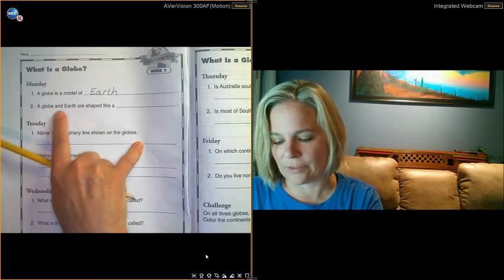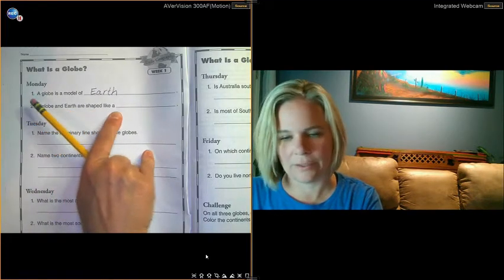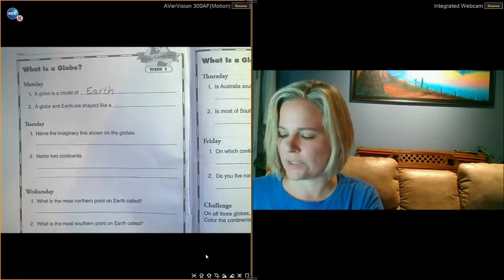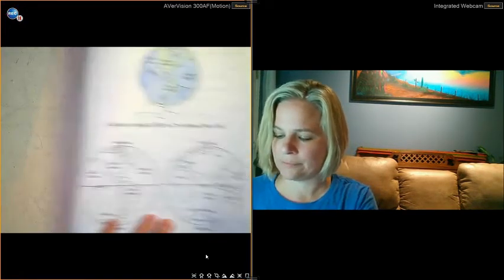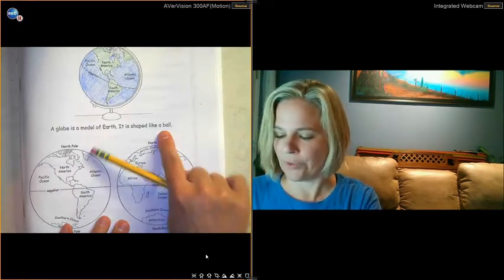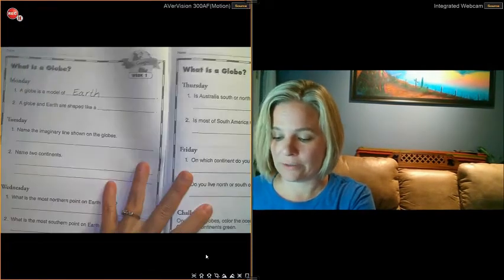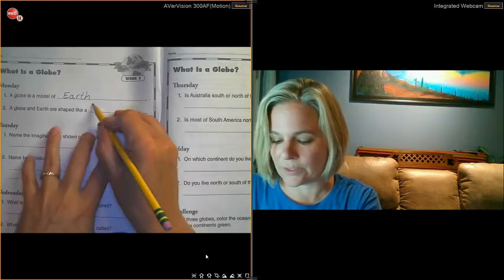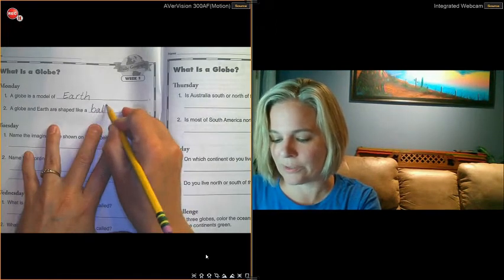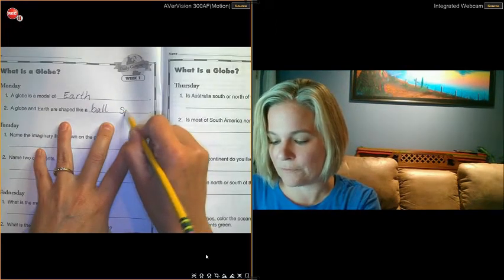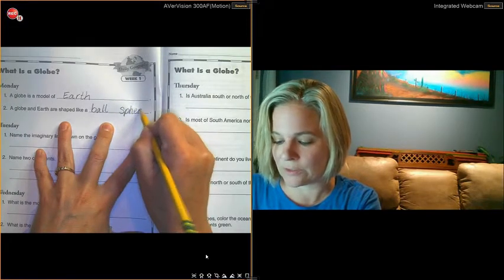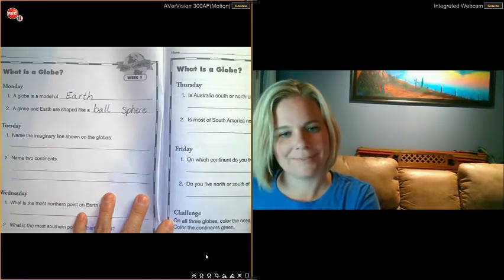A globe and Earth are shaped like a, what did it say on the first page? You use the word ball. You can write ball. You could also write sphere. What else would be a good word to describe it? Ball or sphere? Our math teachers might like that one better.